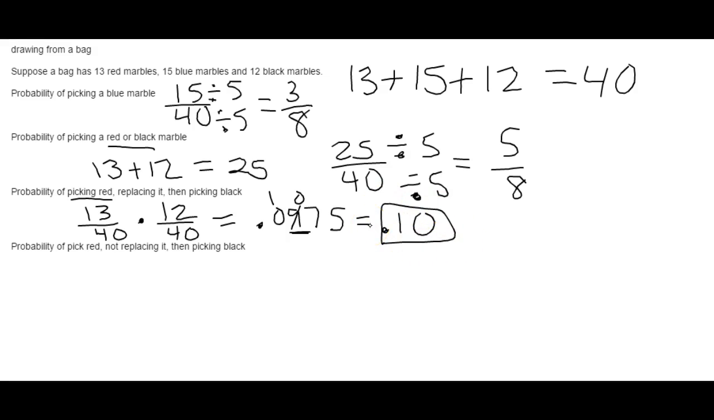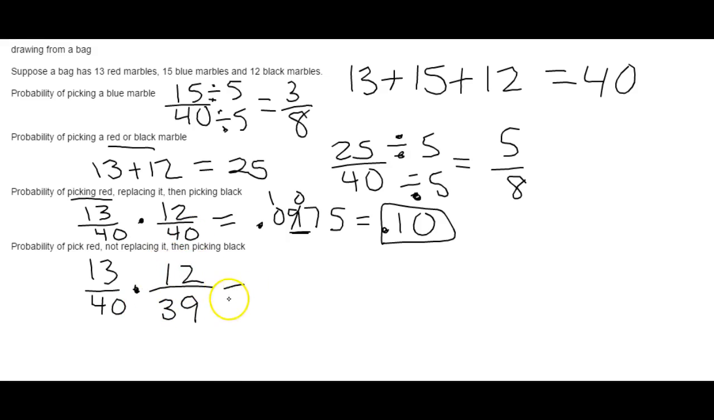So then let's look at not replacing it. If we pick red, it's still 13 out of 40. That doesn't change. When we go to pick the black marble, though, our total has been changed. Now there's no longer 40 marbles. We've taken one out, so there's only 39 marbles left. So when we pick the black, it's 12 out of 39.